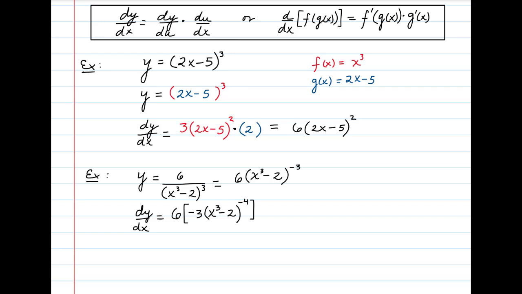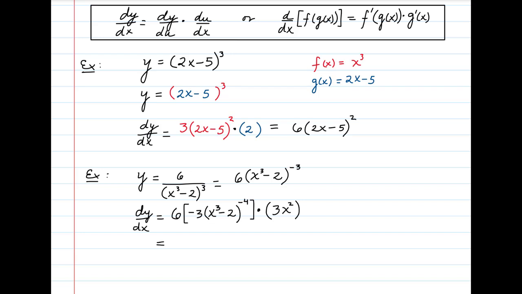Okay, now we still need to multiply by the derivative of the inside, and the derivative of the inside is just the derivative of x cubed minus 2. So we know how to do that. The derivative of x cubed is going to be 3x squared, and the derivative of the constant just goes, so it's just 0. So that is it. Now the rest is just simplifying what we have here. Let's go ahead and clean this up.